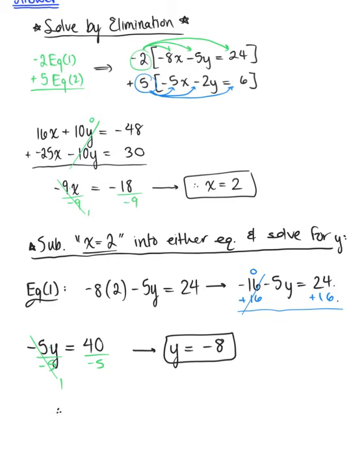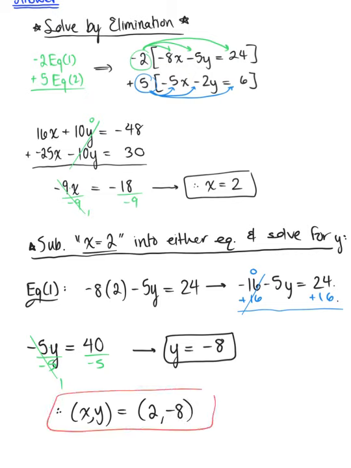And so, therefore, the solution to this system, the ordered pair where these two lines intersect, is the point (2, -8). And this is our beautiful final answer.